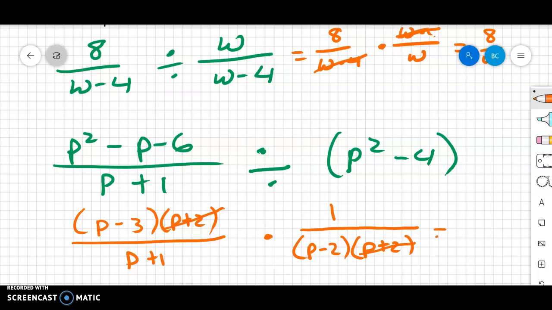It does not look like I can do anything else for cross-reducing. Maybe once I write it down I'll see something else. This is going to be p plus 1 times p minus 2.